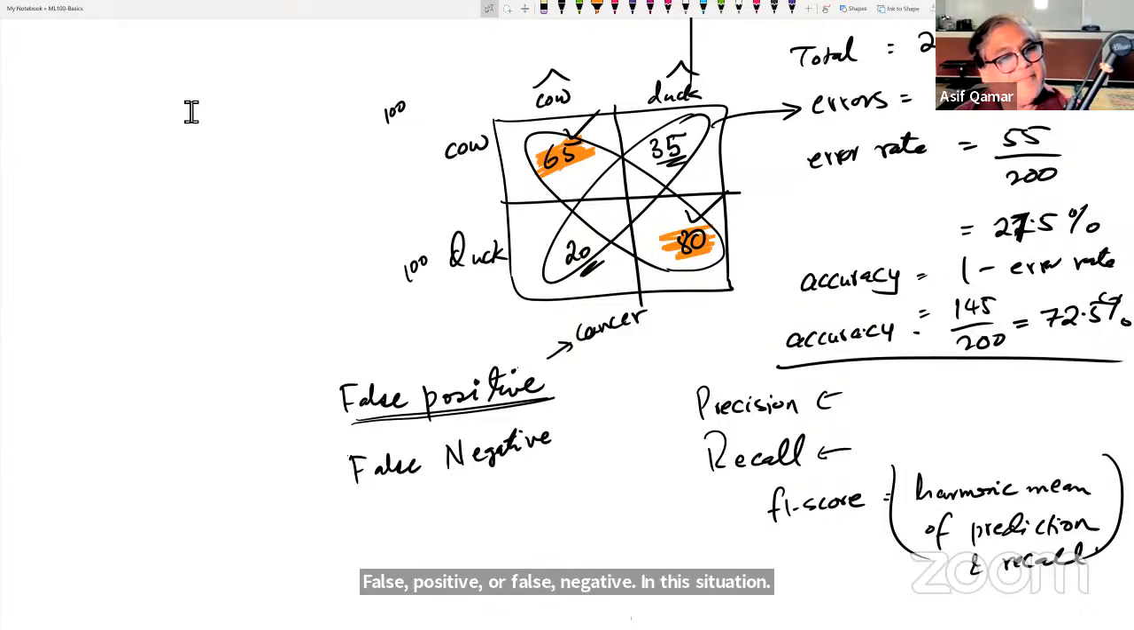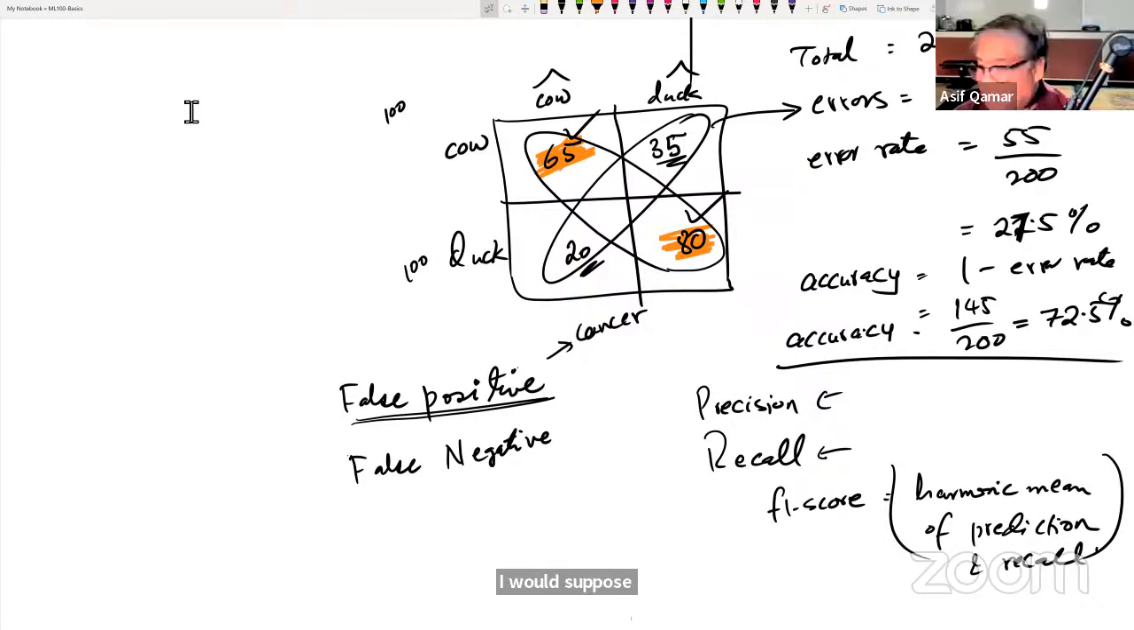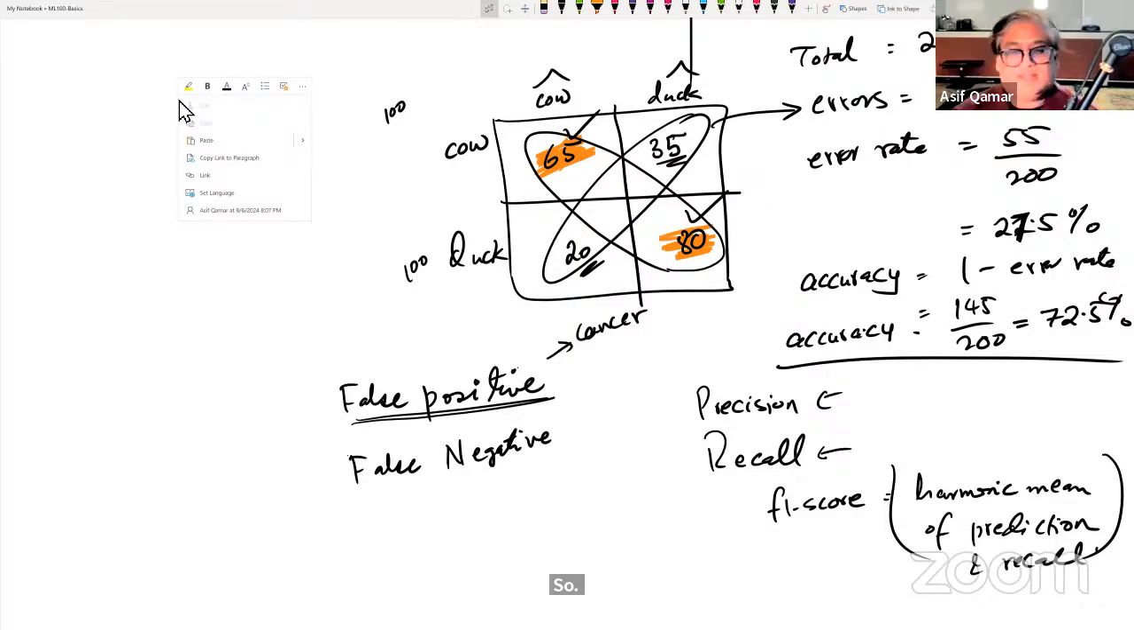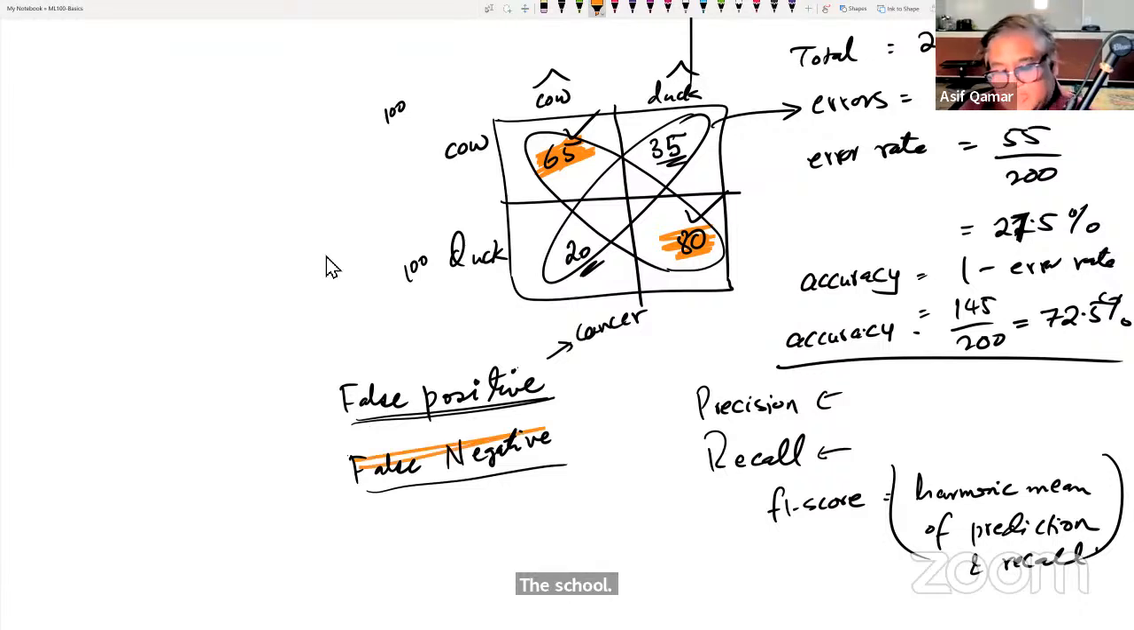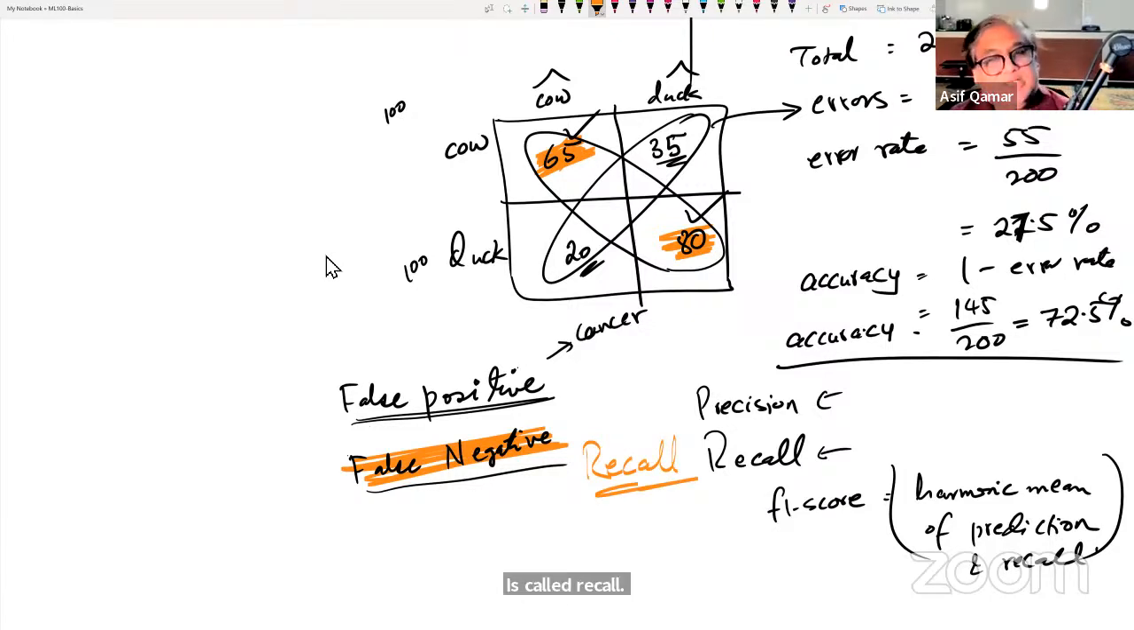Anyone, guys? False negative. I would say false negative. Exactly. False negative would be disastrous. So the score whose goal is to minimize false negatives is called recall. A machine with good recall is a machine that will have very low false negatives. It will find out quickly if you have it.